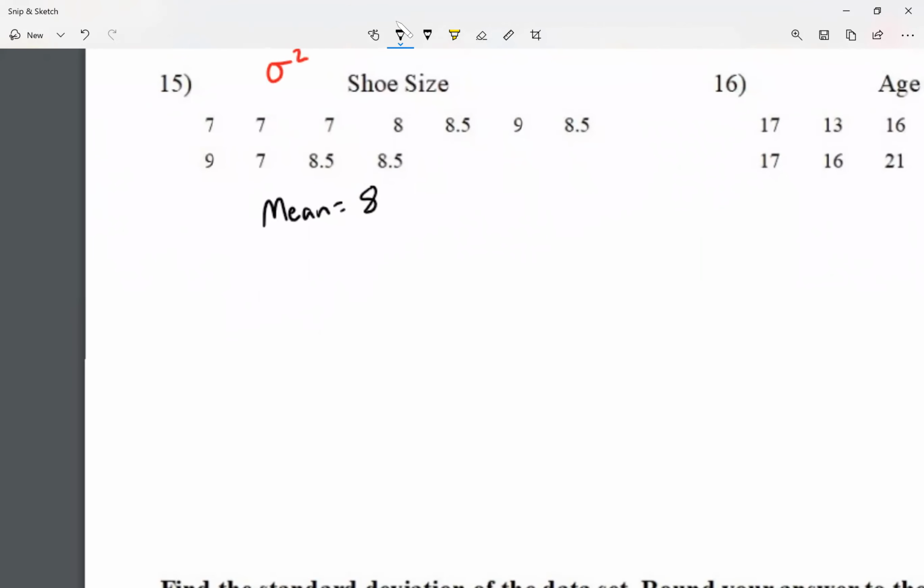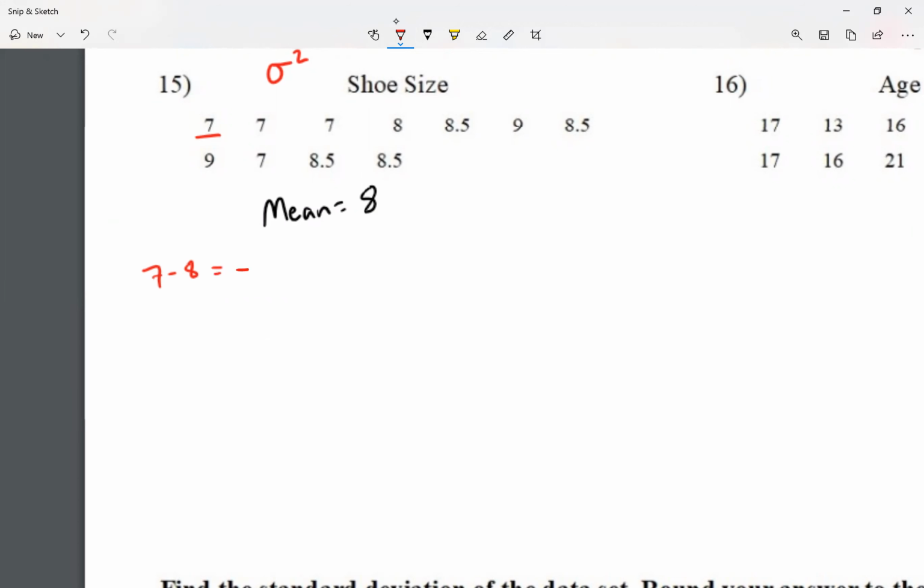What I'm going to do, I'm going to find the difference between each number on the list and the mean. Okay, so I'm just going to go 7 minus 8. Right, I'm looking at my first number. Notice I went that number minus the mean.